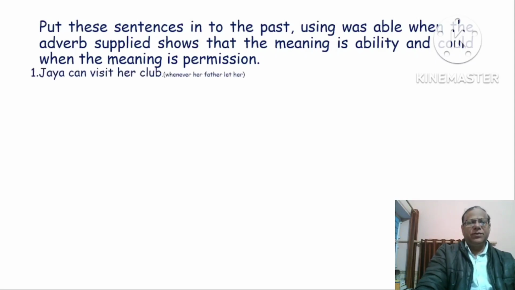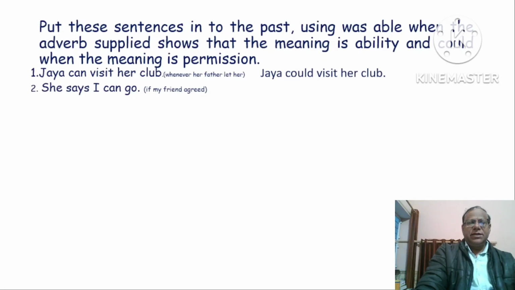So here is your first sentence. Jaya can visit her club whenever her father let her. It means there is the father's permission for Jaya. Now it will be changed into Jaya could visit her club. Next. She says I can go if my friend agrees. Here the permission of the friend is required. So she said I could go.